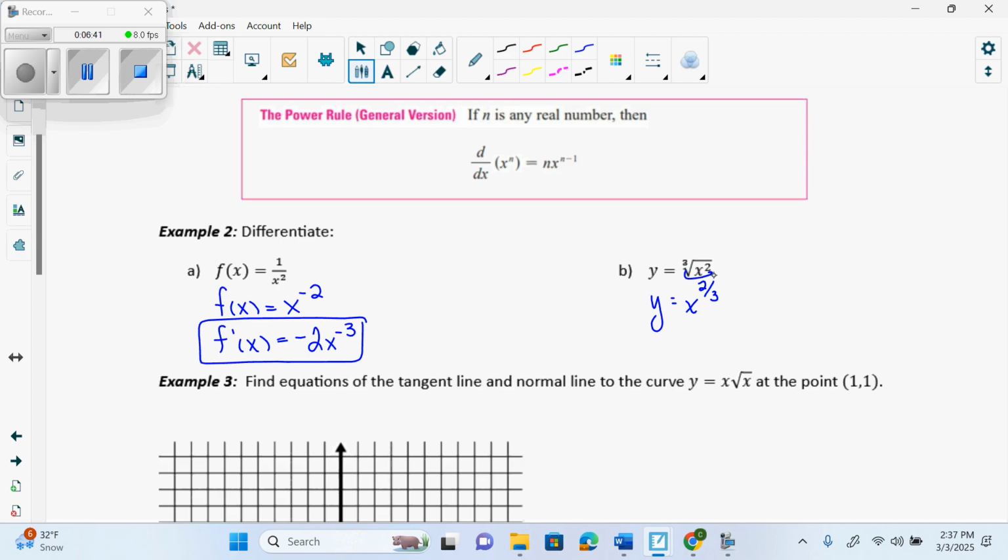All right. So y prime equals 2/3 x. Now what's 2/3 minus 1? Negative 1/3.